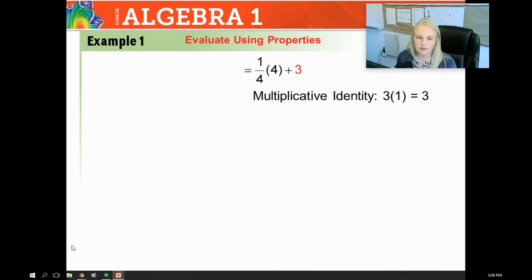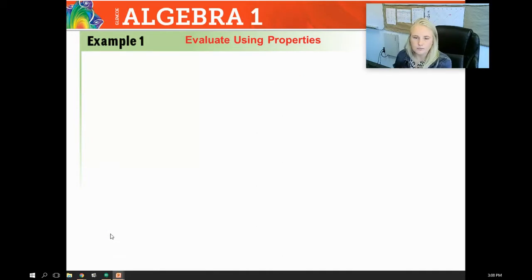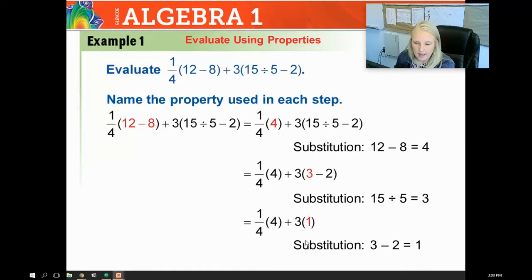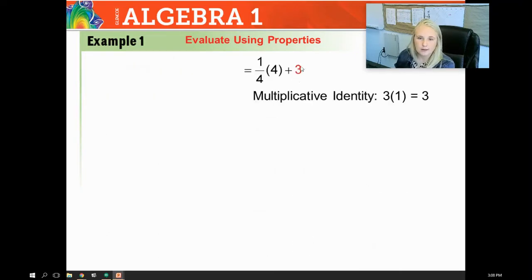Okay, this one's a little different. If you look back, the next step is actually to take 3 times 1. This one's not substitution. When you take 3 times 1, you get 3. You're actually using the multiplicative identity, because any number times 1 is equal to itself.